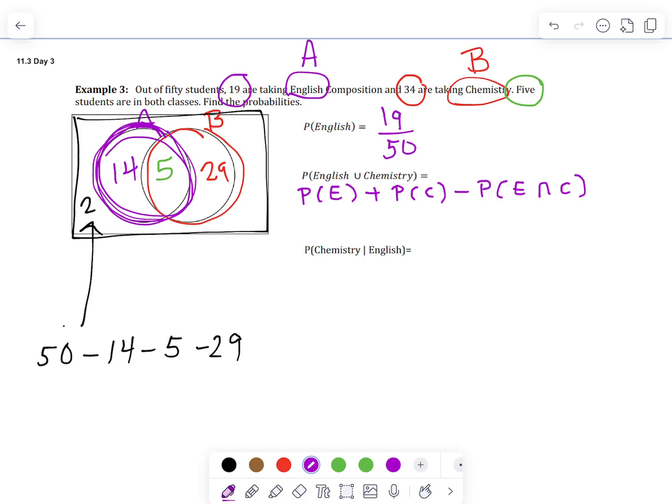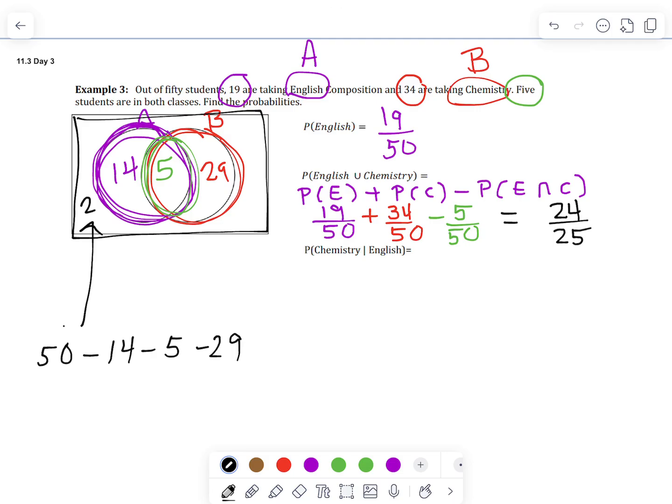So here's our English, 19 out of 50. And then we have our Chemistry, 34 out of 50. And then we have the overlap because we don't want to count those students twice. So minus 5 out of 50. And that reduces to an answer of 24/25.